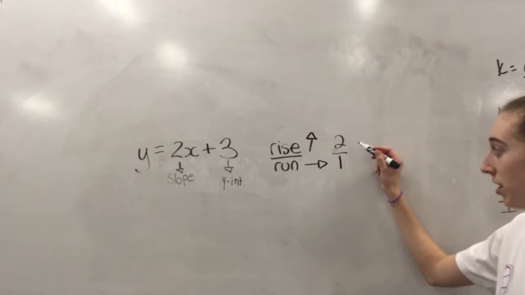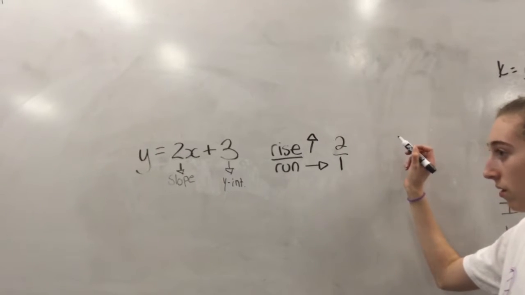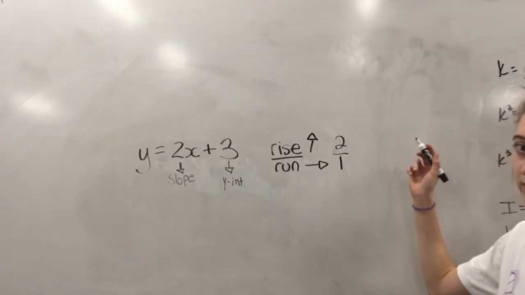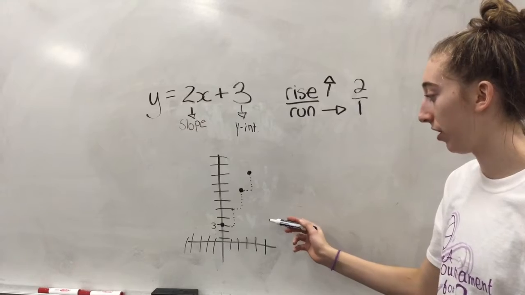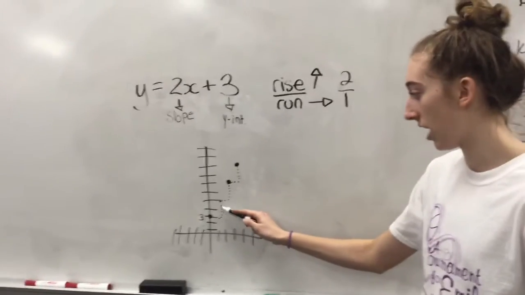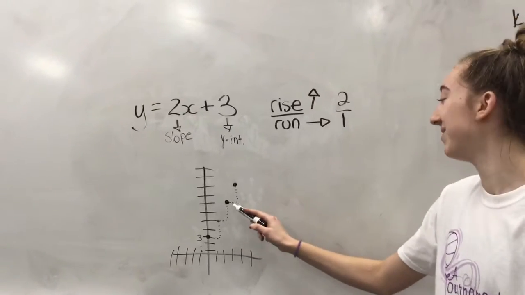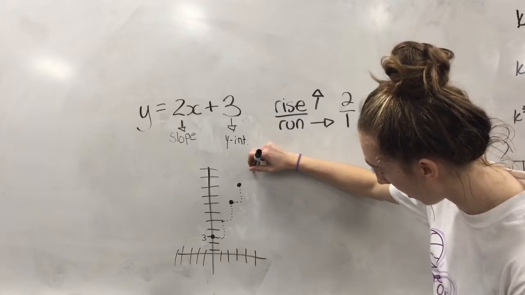This 2 over 1 means it would go up 2 spaces and over 1 space, and then up 2 spaces again and over 1, and that would continue until the end of the graph. For this equation, this is what the graph would look like. Here we have our y-intercept of 3, and we go over 1 space and up 2, over 1 space and up 2, and it continues like that, and then we would draw a straight line through it.